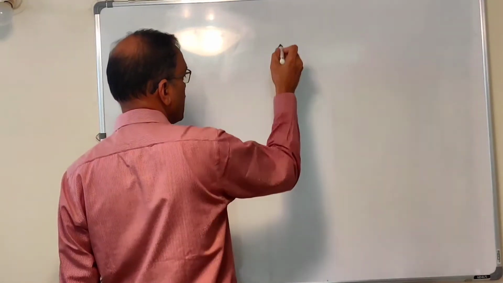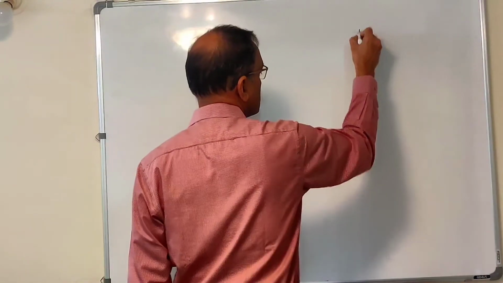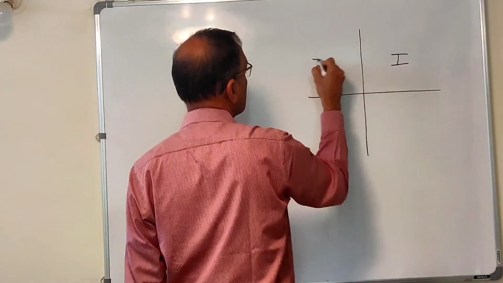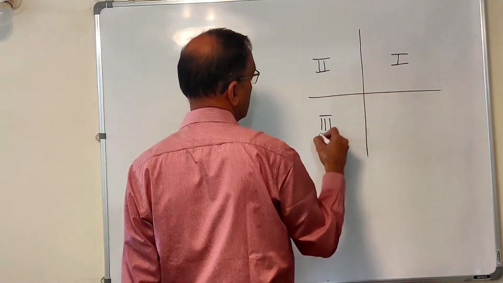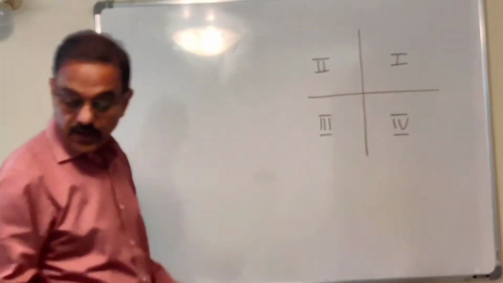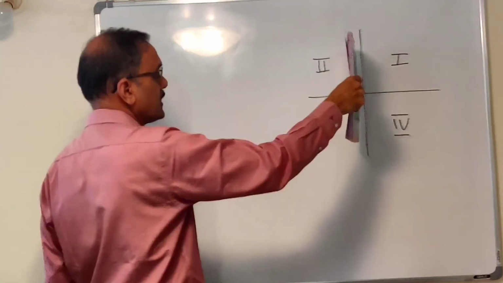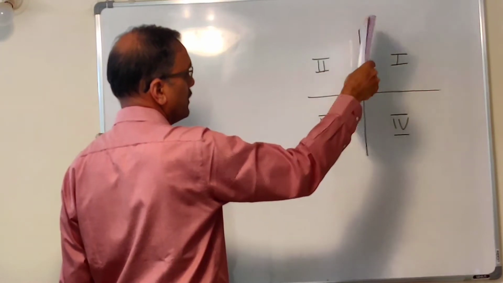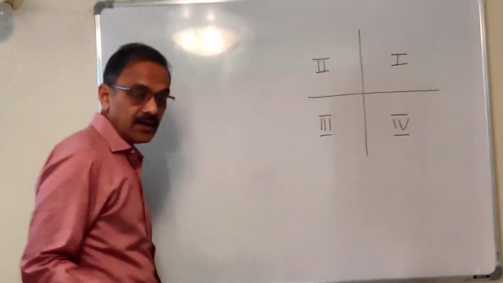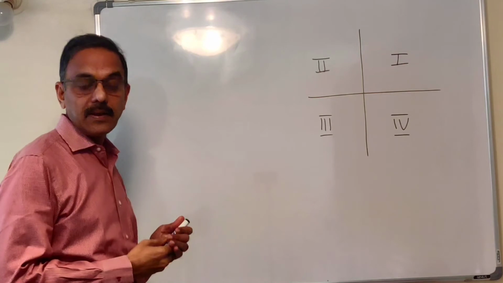You can imagine the space to be divided into 4 quadrants like this, just like your trigonometry. The space is imagined to be divided into 4 quadrants by means of 2 planes. Imagine there is a vertical plane here, VP, and a horizontal plane here, HP. Okay? So I have divided the plane into 4 quadrants with the help of 2 mutually perpendicular planes, VP and HP.